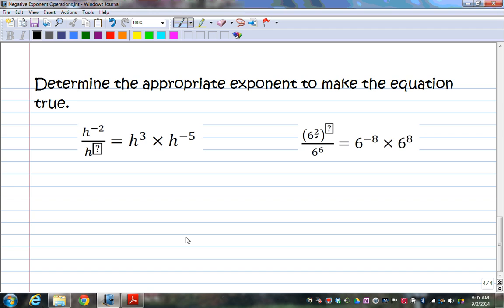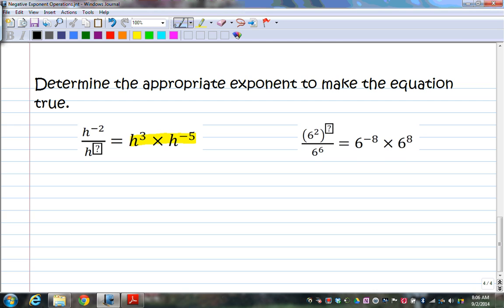These are a little trickier. We have to really kind of think these out. Determine the appropriate exponent to make the equation true. So in other words, now I have these equations here, and I have an unknown. You have to tell me what number would go in there to make sure that this left side is equal to the right. For this, again, I like to start with the right side.